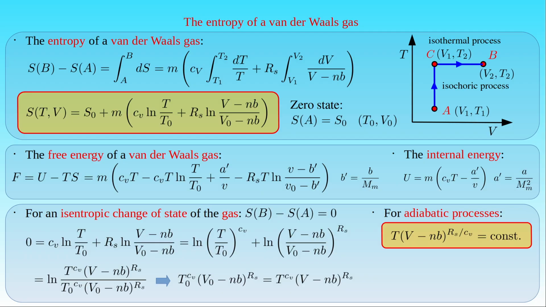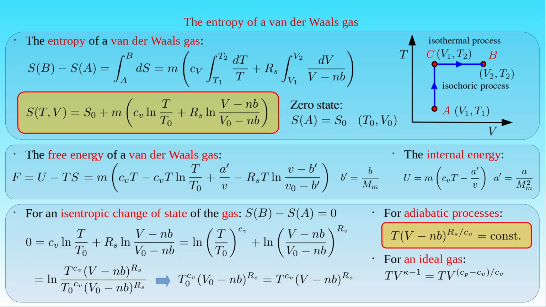We note that this formula reduces to the one obtained for an ideal gas if we set the volume correction constant B of the van der Waals approximation to 0. Indeed, we already derived the condition of the constancy of the product of the temperature T of an ideal gas and its volume V raised to the power gamma minus 1.